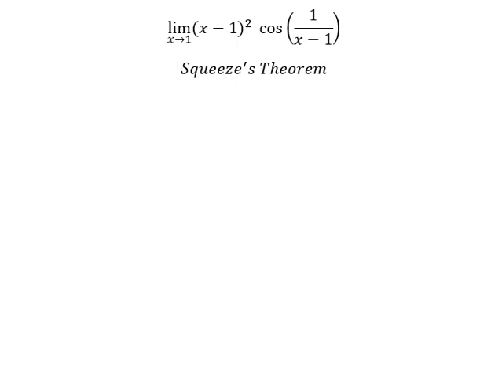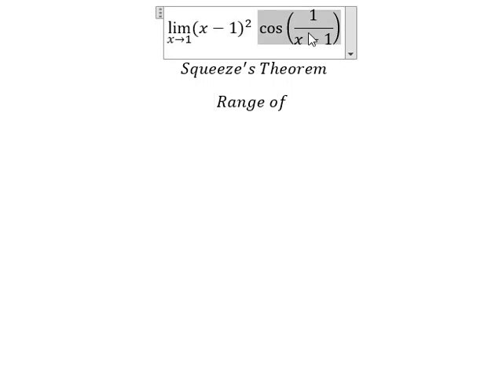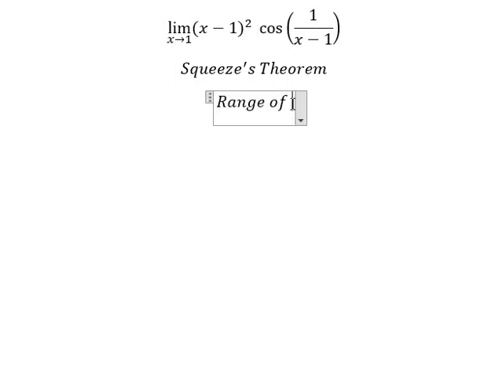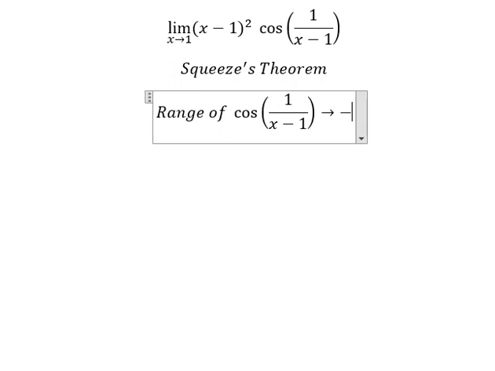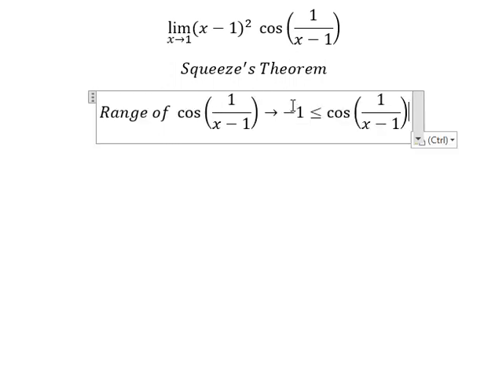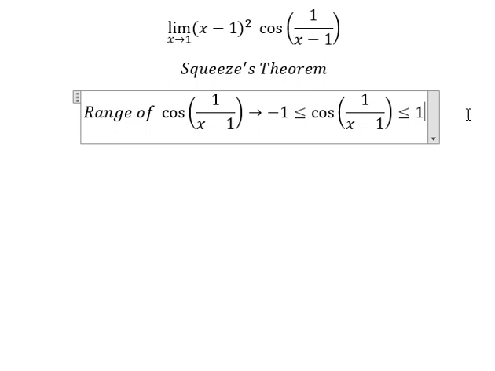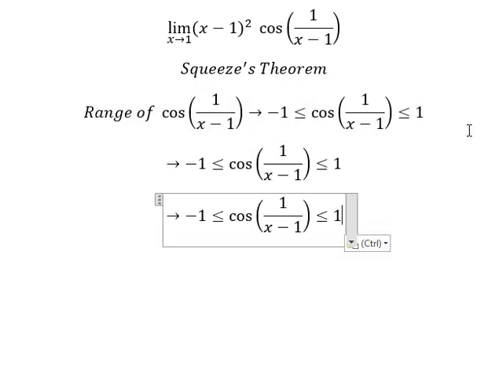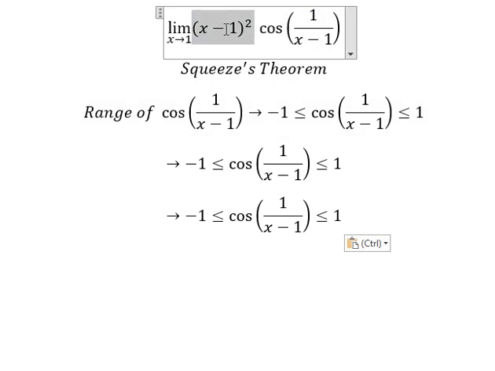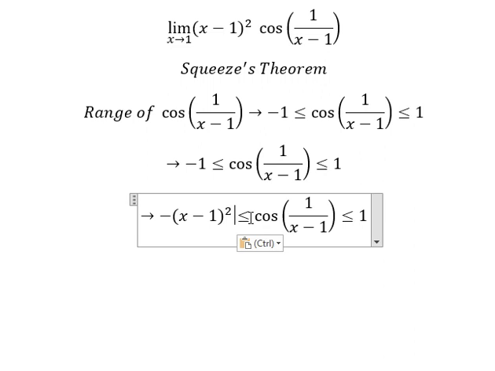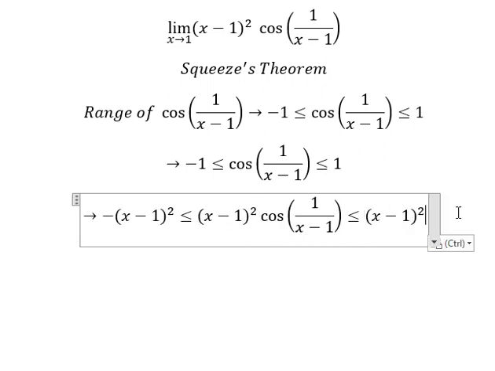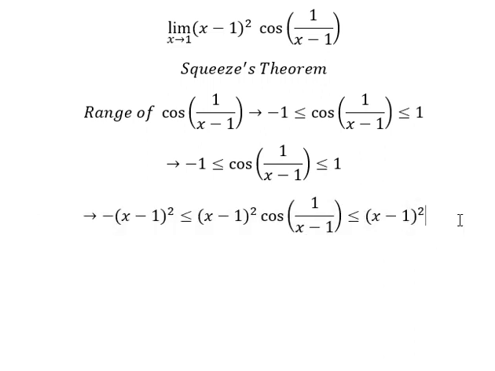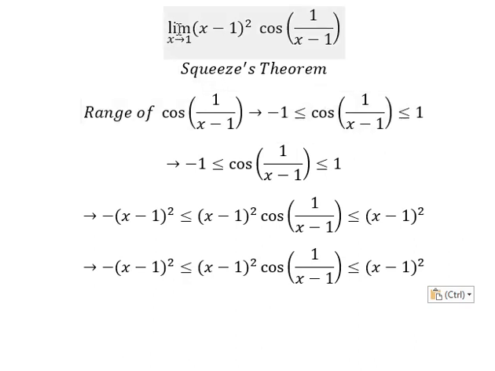So we need to find the range of cosine of 1 over s minus 1, and that should be from negative 1 to positive 1. Then we multiply both sides by (s minus 1) to the power of 2. Next, we take the limit of both sides.